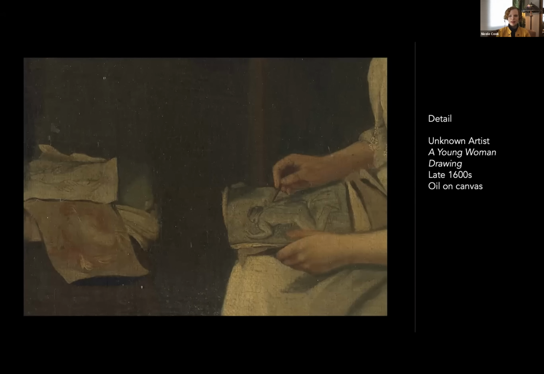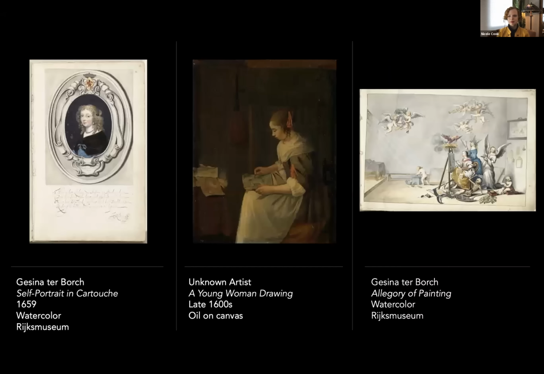Around the time that this painting entered the Philadelphia Museum of Art collection, it was attributed to a female artist from the 17th century named Gesine ter Borch, and you see works by her on either side here. Gesine ter Borch was an amateur or a non-professional artist who worked in the later 1600s, and she's now known for her hundreds of watercolors. She was also the sister of more famous male artist Gerard ter Borch.